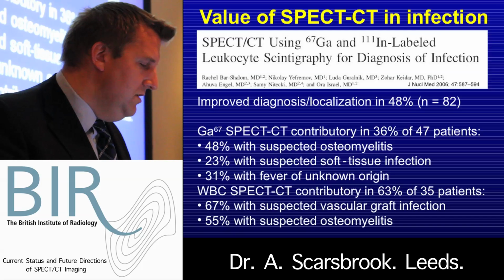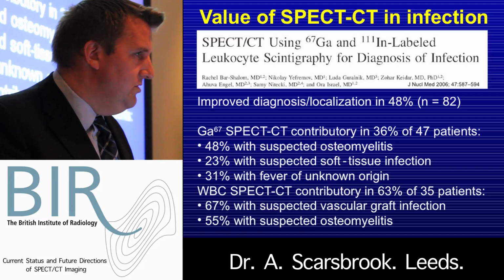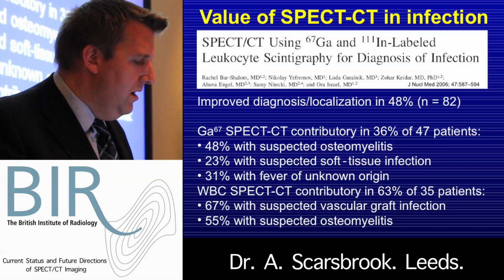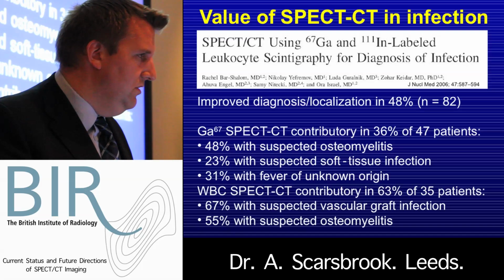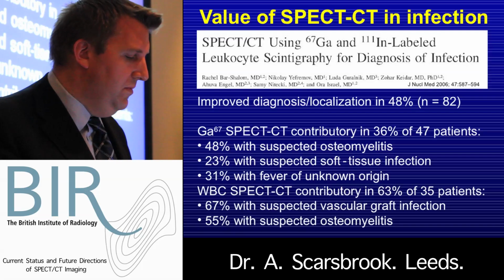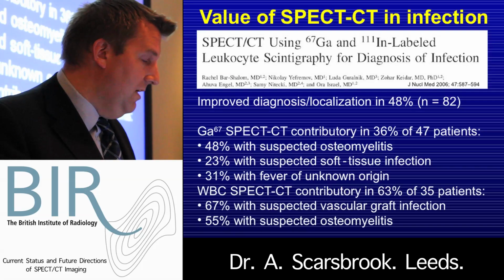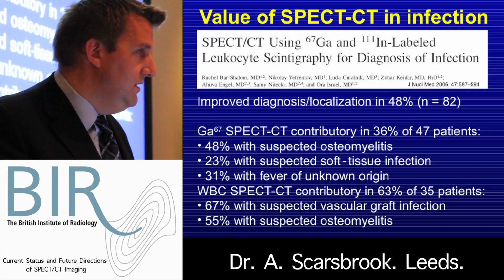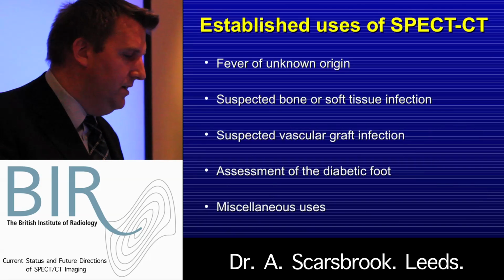And splitting it into the two halves, in the Gallium group, it was contributory in about a third of patients, particularly in those with suspected osteomyelitis, and to a lesser extent in those with soft tissue infection or fever of unknown origin. Looking at the white cell group, it had a particular use in about 2/3 of patients with suspected vascular graft infection and about half of the patients with suspected osteomyelitis.